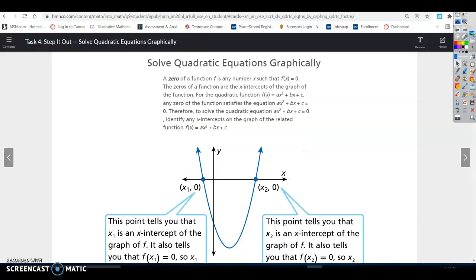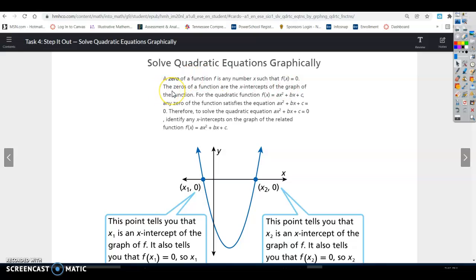Lesson 17.1, task 4. Solve quadratic equations graphically. A zero of a function f is any number x such that f of x equals 0. So when your y value is 0, here's y. So y is 0, okay, that's why it's called f of x equals 0. These are both going to have y values of 0. And remember, f of x is just function notation.